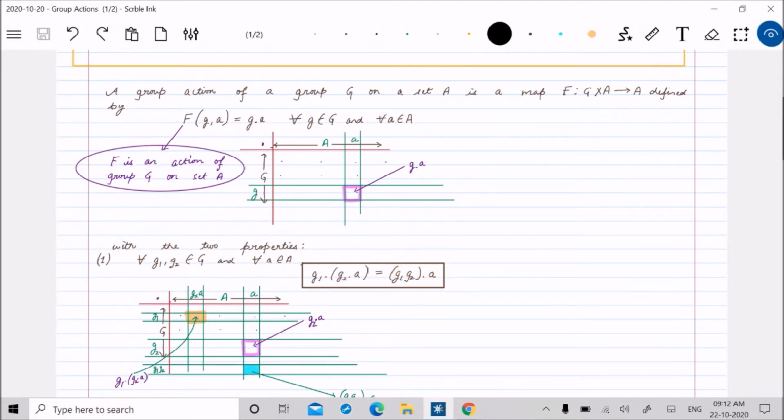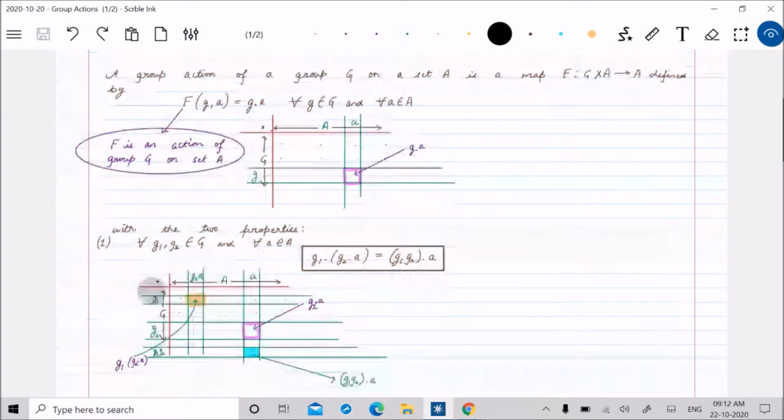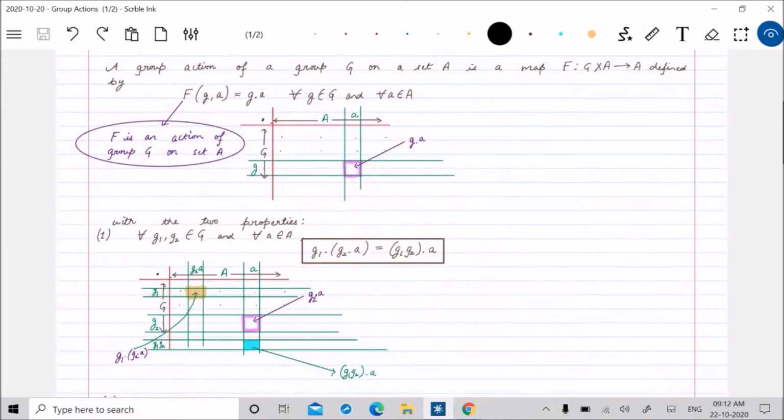of capital A, right? Please note that the right hand side is the result of a single action of the element G1 G2 on element a, but the left hand side is the result of successive actions: G2 on a, and then G1 acting on the output of G2 on a. And the postulate says that these should be the same, or you can say that the result of these two actions should be the same. This is the pictorial representation of this equation, right?